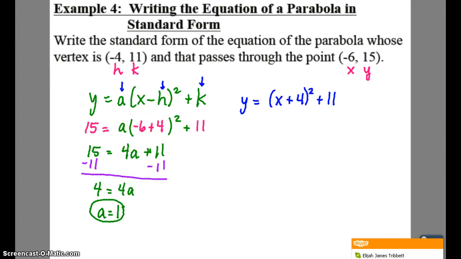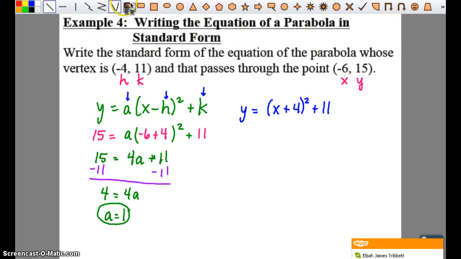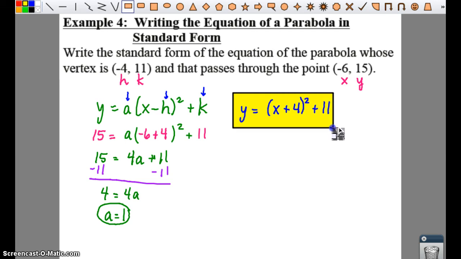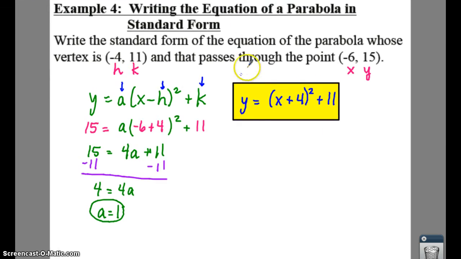So here is your final solution that you get in standard form, and we don't have to do anything else exciting with it. We just had to find it. So to rehash real quick, you're given your h, k, x, and y, plug them into your formula, solve for a. Once you get your a, you can plug in your a, h, and k into your equation and find your final answer.